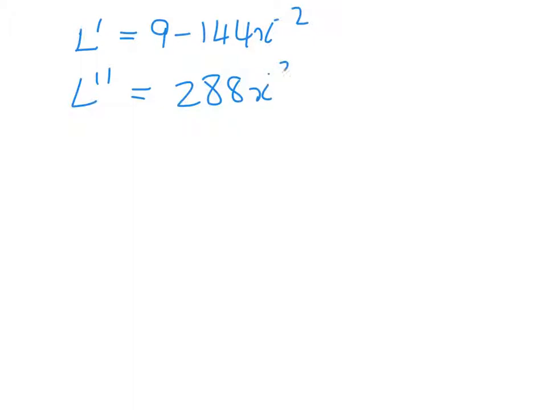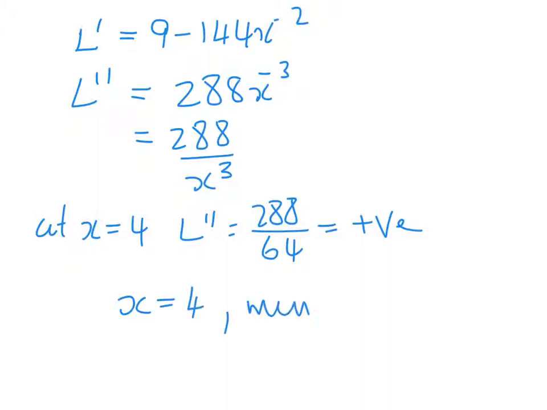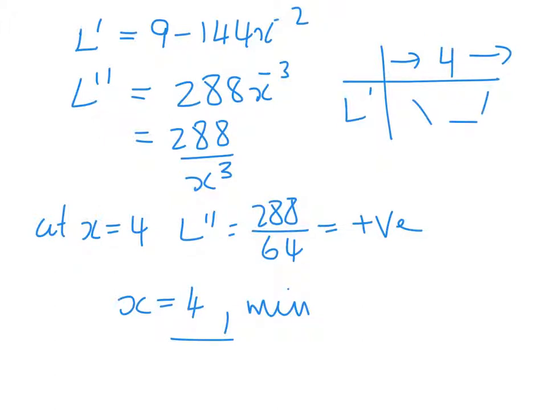How do we show that it's a minimum? We have two ways we can do that. We can either do the second differential. So if we differentiate our expression that we had for L dashed, now that was 9 minus 144x to the minus 2, if we differentiate that again, that gives us 288x to the minus 3, or 288 over x cubed. And if I put 4 into that expression, so x equals 4, L double dashed is 288 over 64. That's a positive number. The fact it's a positive number is good enough to show that when x equals 4, you have a minimum value. If you don't want to use the second differential method, do a nature table as you approach 4 and leave 4 for L dashed, and you'll find it's this shape here, which also shows it's a minimum.